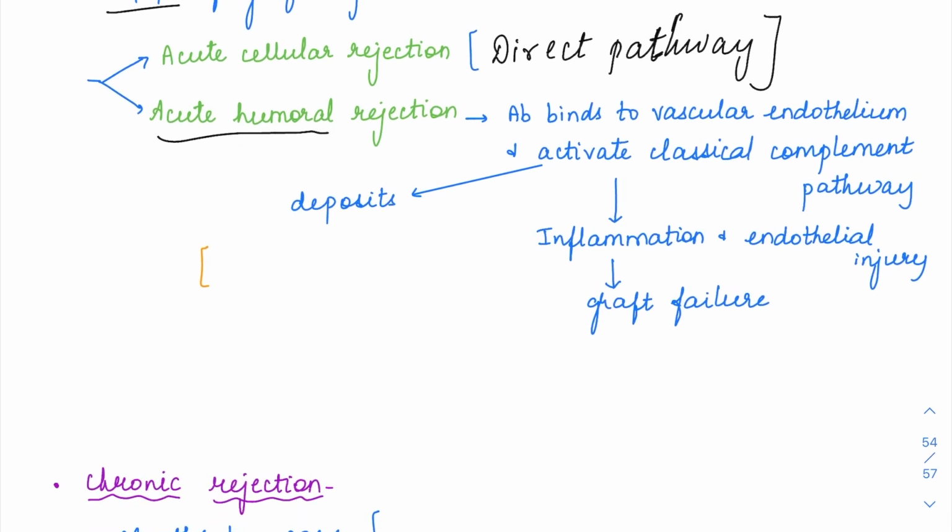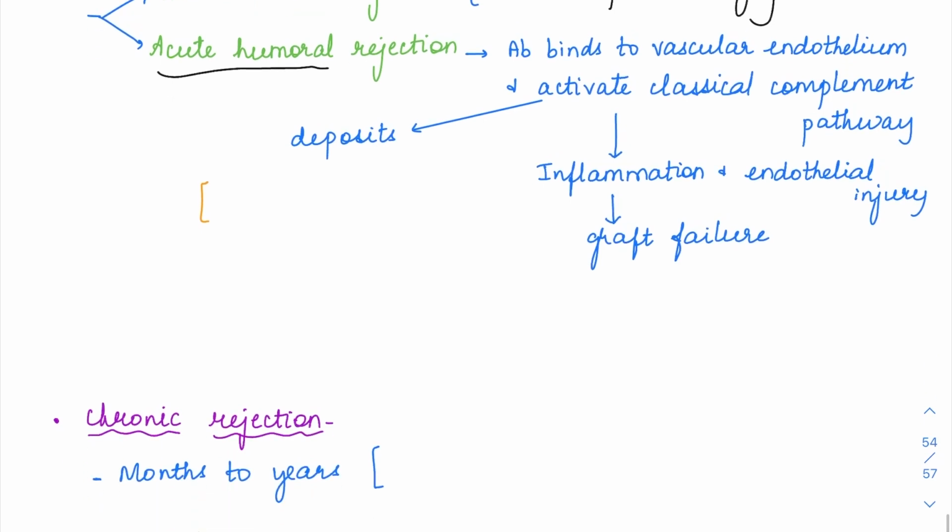Under acute humoral rejection, here again the antibodies are going to take some time to form. They are newly synthesized against this graft. These antibodies will come and attack the vessels present in the graft, and that will activate the complement pathway, resulting in endothelial injury, inflammation, and that will cause the graft failure here. Classically, the classical complement pathway is activated here, and this complement is going to deposit on the vessels.